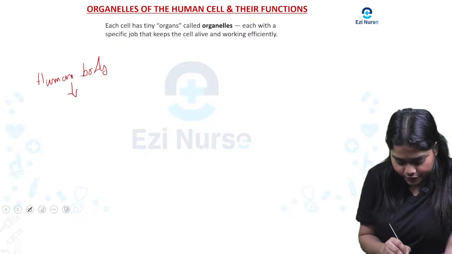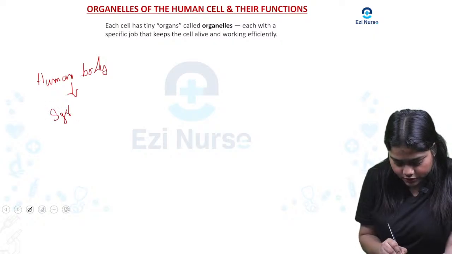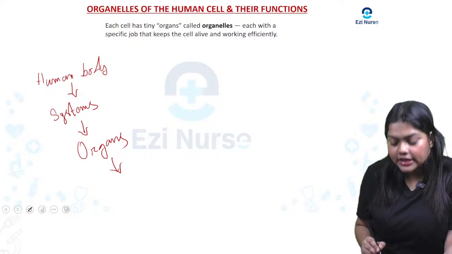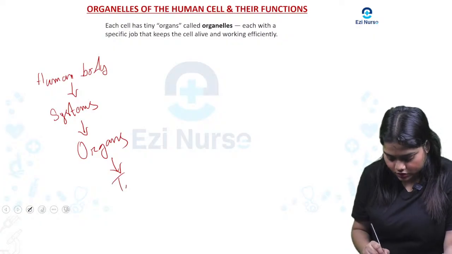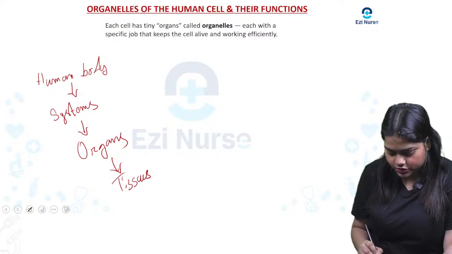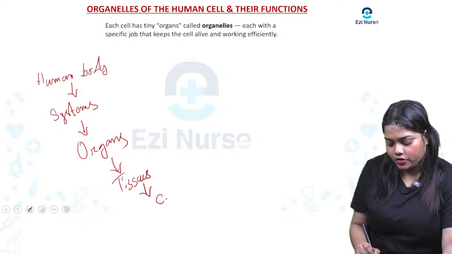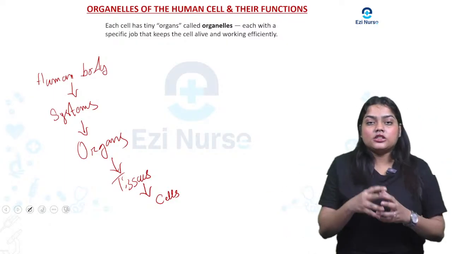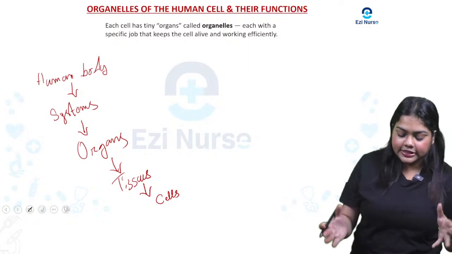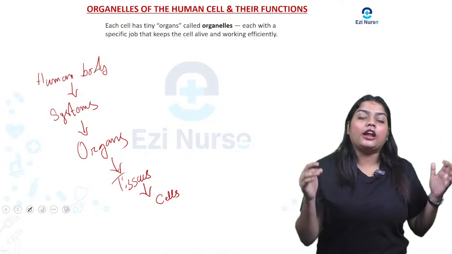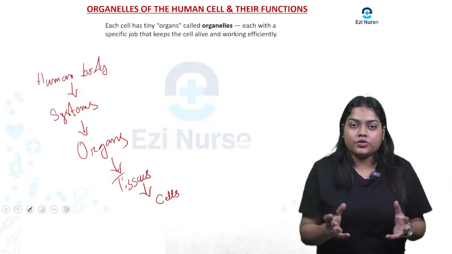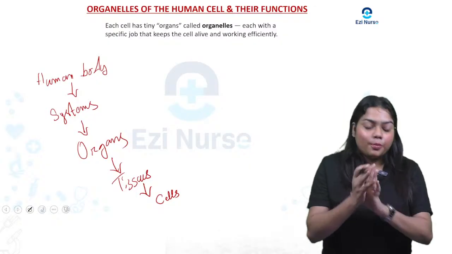is made up of systems. Systems are made up of organs. Organs are made up of tissues, and tissues are made up of cells. So when many cells come together they make a tissue, then tissues come together and make an organ, and different organs come together and make a system. Then all systems of the body make a human body.